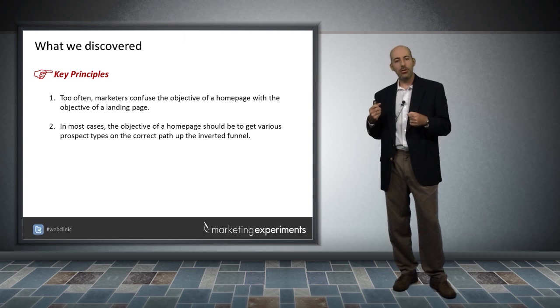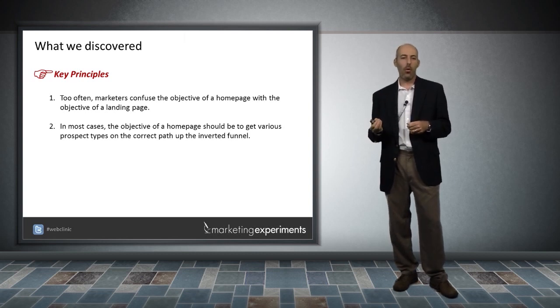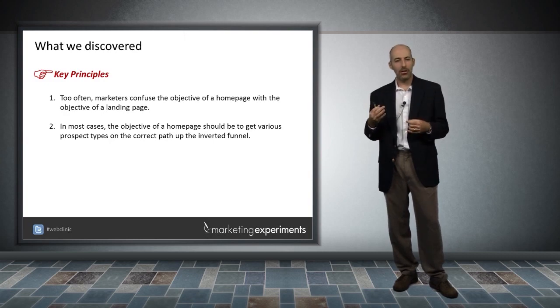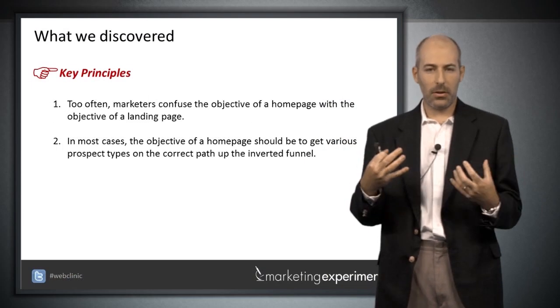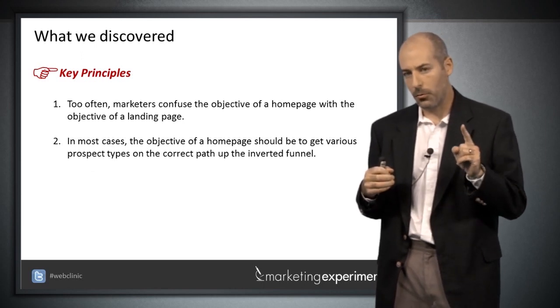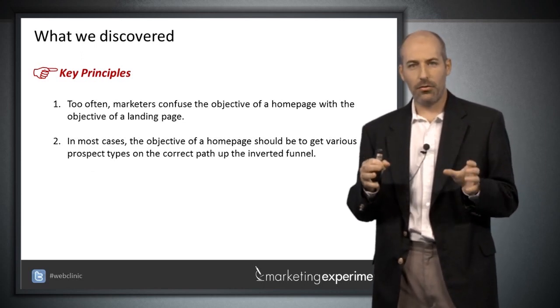One, first of all, too often marketers are confusing the objective of a home page with the objective of a landing page, right? So in most cases, the objective of a home page should be to get those various prospect types on the correct path up the inverted funnel. We're going to talk about that inverted funnel in just a moment. But this is where landing pages really differ from home pages.